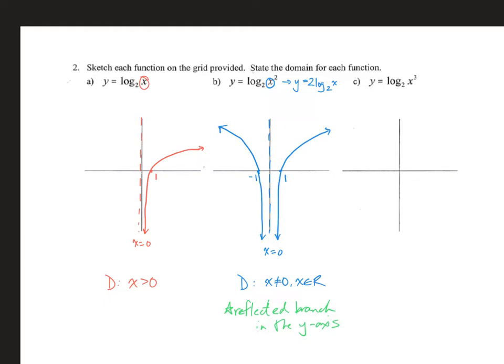Notice that because of that exponent 2, we ended up creating a whole other branch of this function. And so we would describe it as a reflected branch. How do we get it? We reflect it in the y-axis. Now, this begs a very important question. If I were to give you this function, y equals 2 log x from base 2, then don't the properties of log say that I could always just put that 2 back inside, and so wouldn't that graph also have a reflected branch? The answer to that question is no.